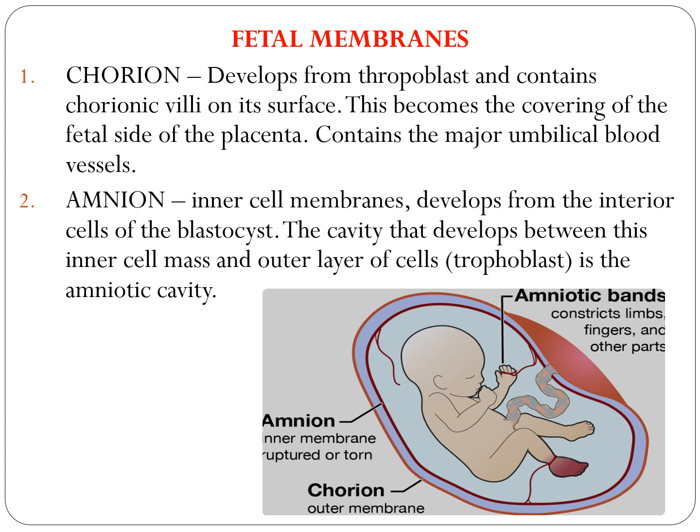The amnion is the inner cell membrane developed from the interior cells of the blastocyst. The cavity that develops between the inner cell mass and the outer layer of the cell is called the amniotic fluid. So you could see here the amnion, the inner membrane, which can be ruptured or torn, and the chorion, the outer membrane. Please take note of that.